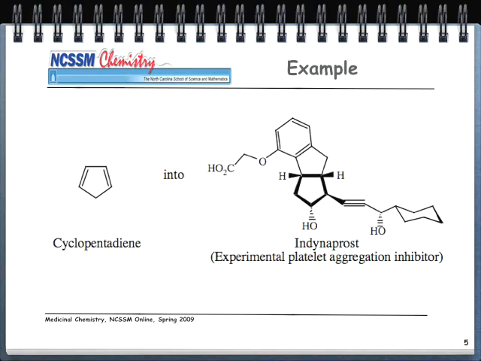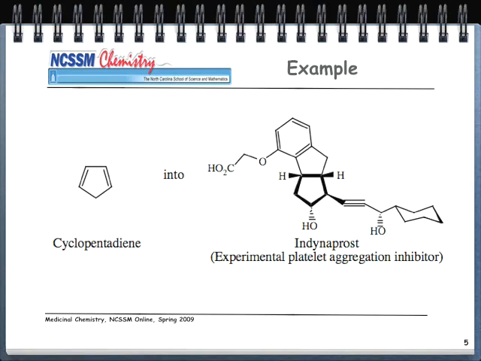Okay, here's a little simpler example where on the left I'm taking this molecule cyclopentadiene, and you should be able to figure out why that is a cyclopentadiene. 5 carbons in a circle, so cyclo. The diene means there are 2 double bonds, so we have a diene, and what we need to do is be able to synthesize this drug into indinoprost, which is a platelet aggregation inhibitor, meaning basically it's an anticoagulant, very much like aspirin is.